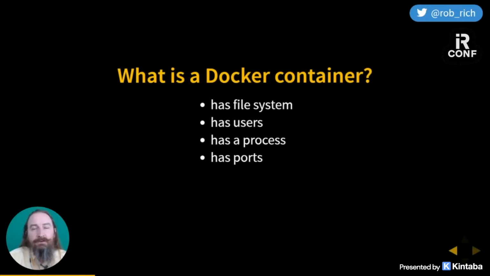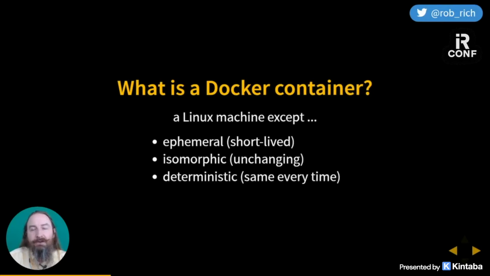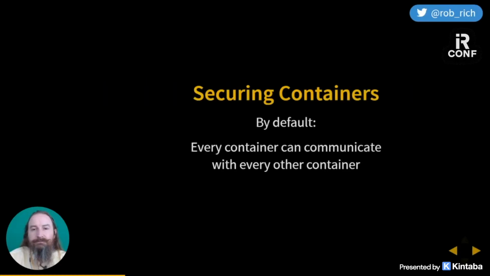So what is a Docker container? Well, a Docker container has a file system. It has users, a process, ports. This sounds a whole lot like, well, a Linux machine. And we know how to secure a Linux machine. We uninstall unneeded software. We reduce the unnecessary users. But this Linux virtual machine is a little bit different. It's ephemeral, isomorphic, and deterministic, or short-lived, unchanging, and identical every time. So it's not quite a Linux machine.